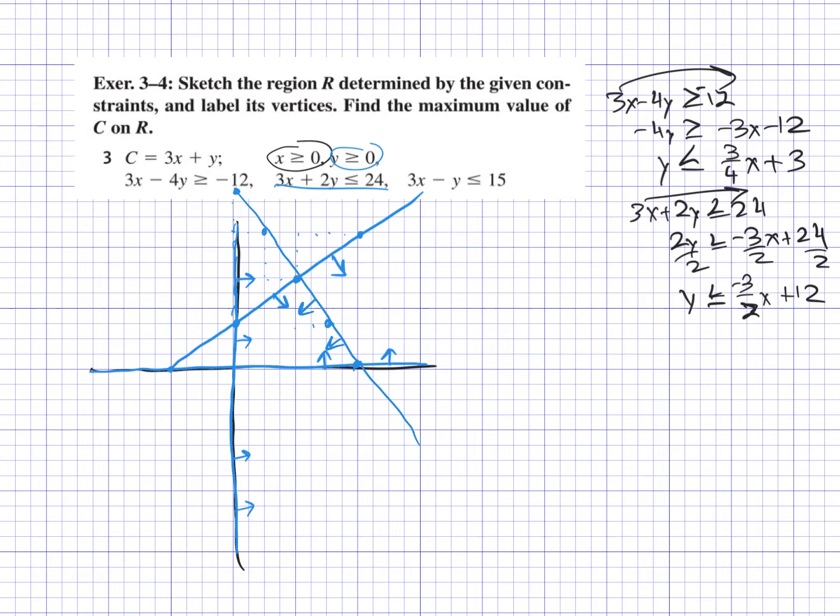Okay, and then we do the last one, 3x minus y less than or equal to 15. So we get negative y less than or equal to negative 3x plus 15. Divide off the negative, y is greater than or equal to positive 3x minus 15.